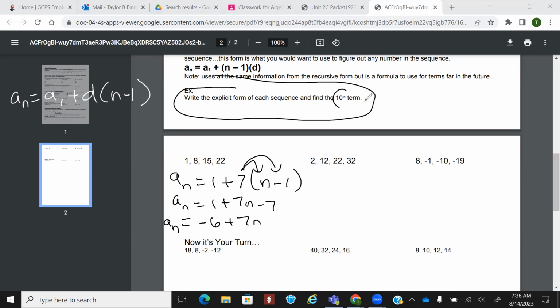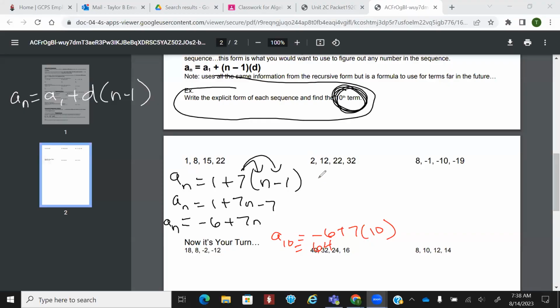Now they asked us for the 10th term. So we're going to plug in 10 into this equation in order for us to find that. So we're going to have a sub 10 equals negative 6 plus 7 times 10. And when we do that, we're going to get a sub 10 equals 64.